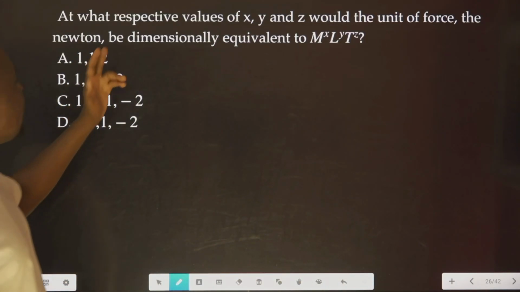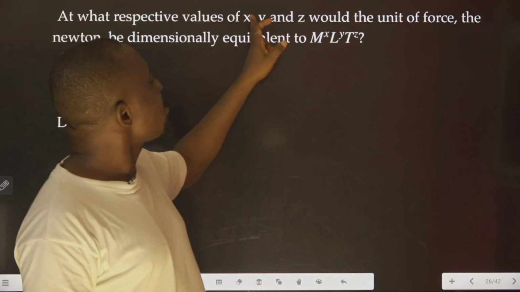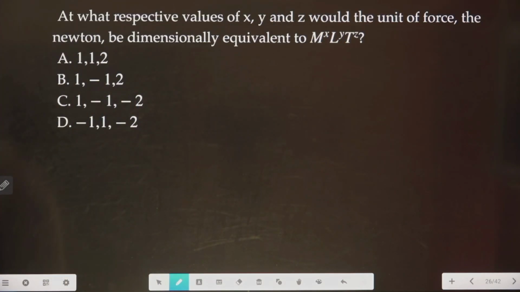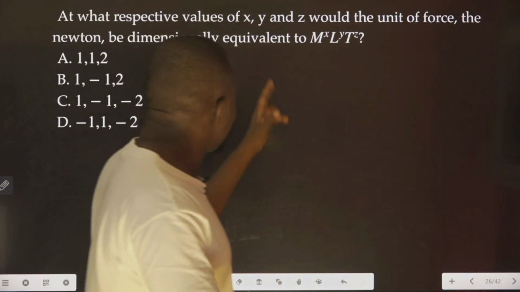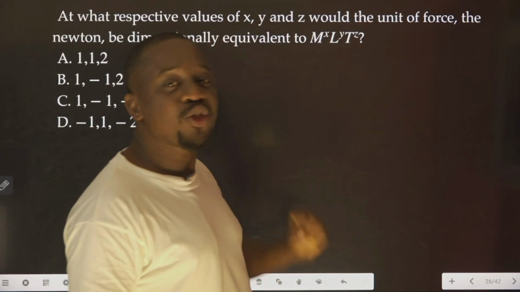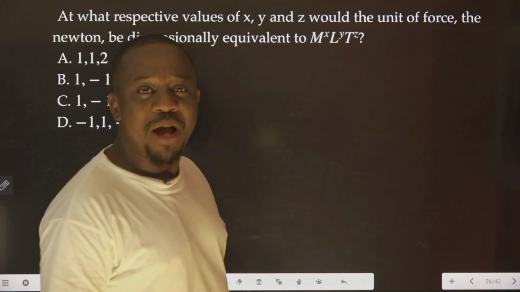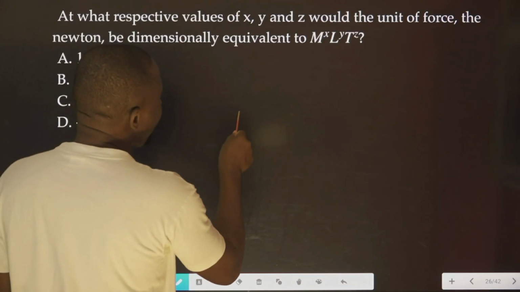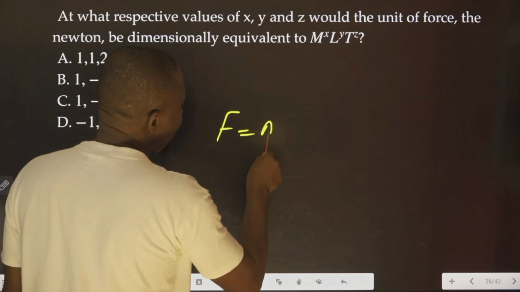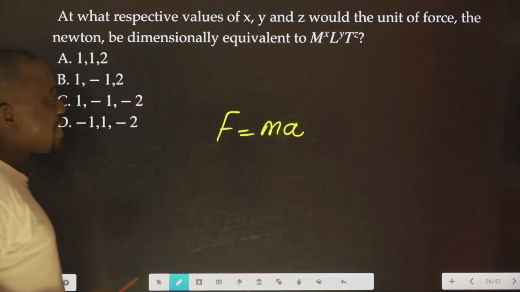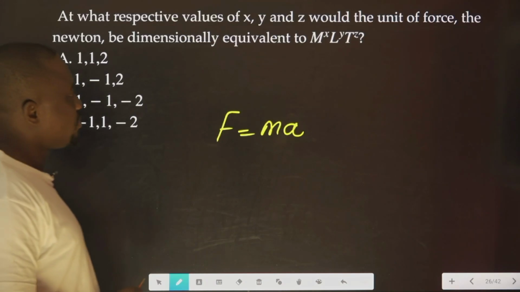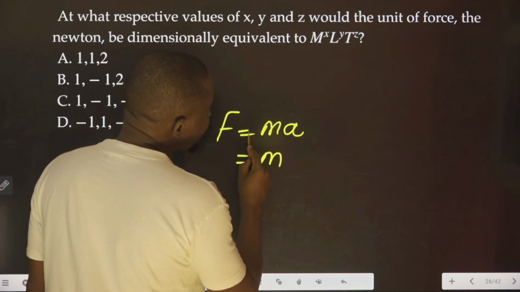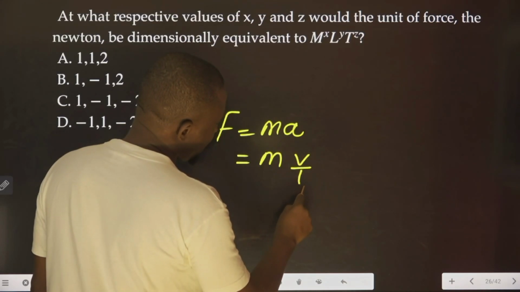This question is for you to solve. At what respective values of x, y, and z would the unit of force, the Newton, be dimensionally equivalent to m raised to power x, a raised to power y, and t raised to power z? What is force, by the way? Force is equal to ma, that is mass multiplied by acceleration. Mass is the least quantity. Acceleration is v over t.